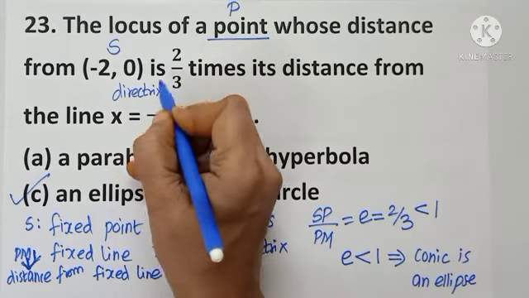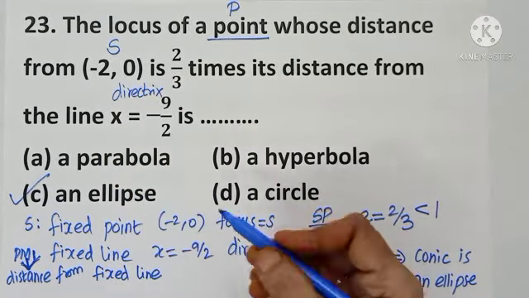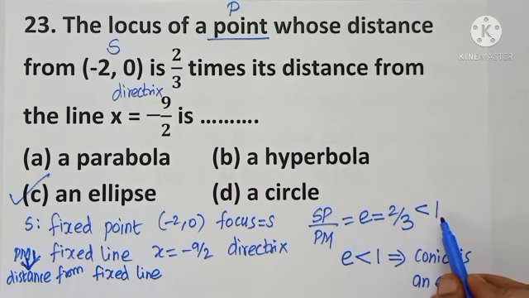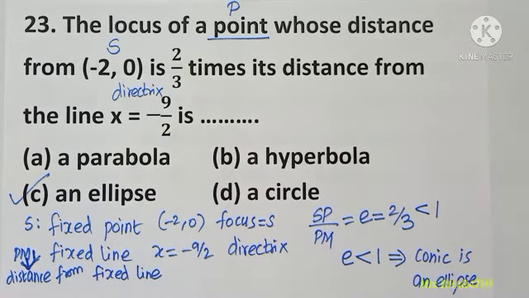As I know the three things, we remember the very first introduction of conic, SP by PM is a constant ratio E. This E value below 1 we term as ellipse. So this question gives the answer ellipse. Option C is the right choice.